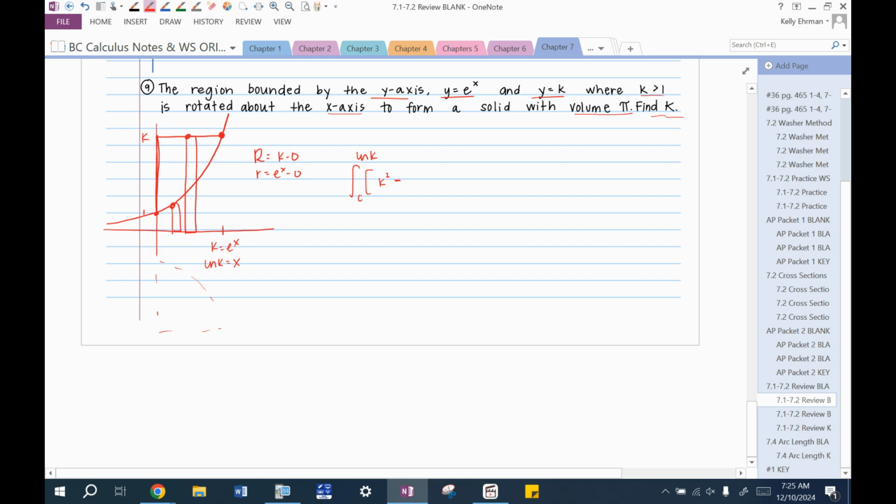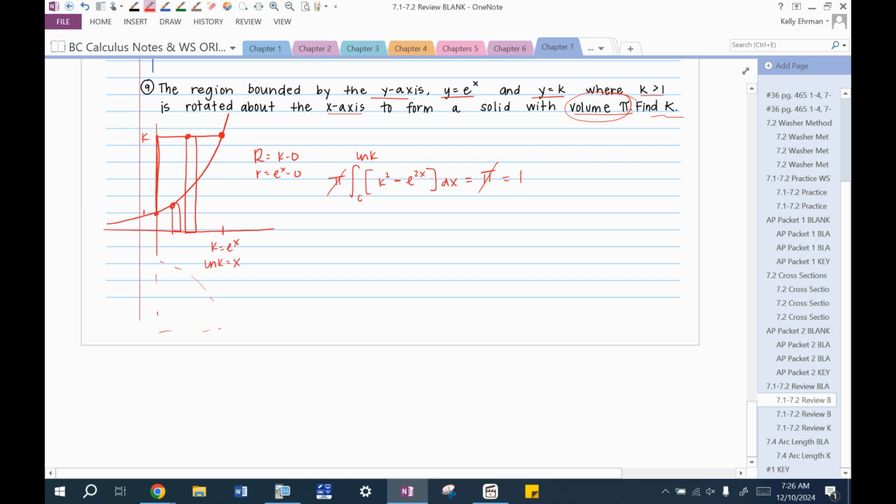Now you can write e to the x squared or make that e to the 2x. I'm making it e to the 2x because we're trying to solve for k, so we need to have stuff simplified. And that's going to equal the volume, which was pi. And oops, pi is what I'm supposed to have in front of this too. Pi times capital R squared minus lowercase r squared equals pi. So that means I can divide by pi right away. So actually, this integral is just equal to 1.